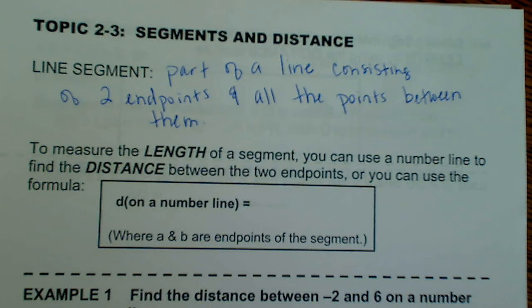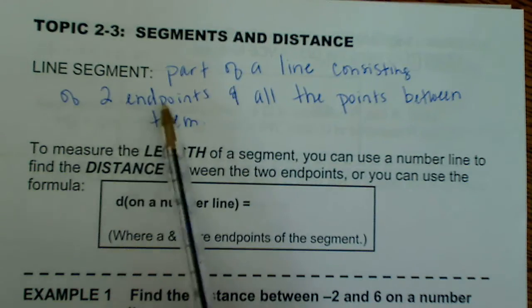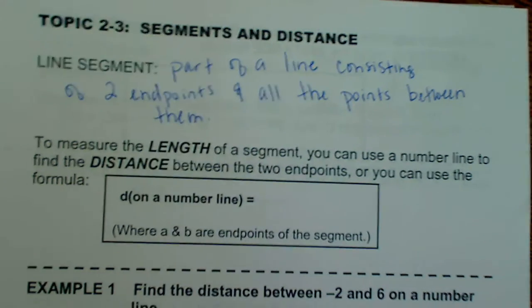We talked about a line at least had to have 2 points on it. It could have more points, but it had to have at least 2 points for it to be a line. A line segment does stop at the 2 endpoints, but it can have other points on it. It just has to stop at 2 points.